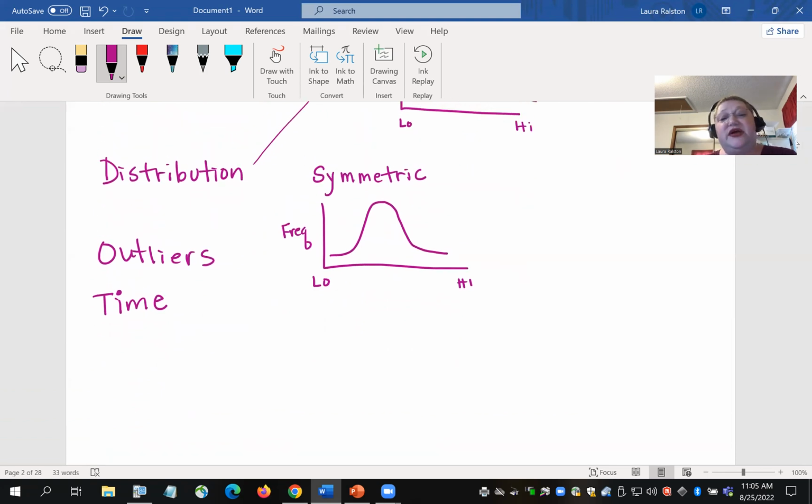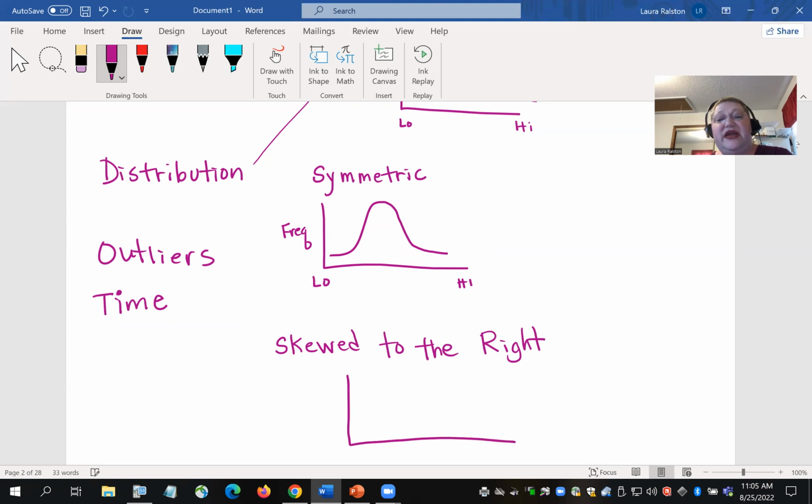Okay, and the third one was skewed to the right. Skewed to the right visually, we had lots of data values on the low end, but very few on the high. Again, your scale always runs low to high with the frequency.